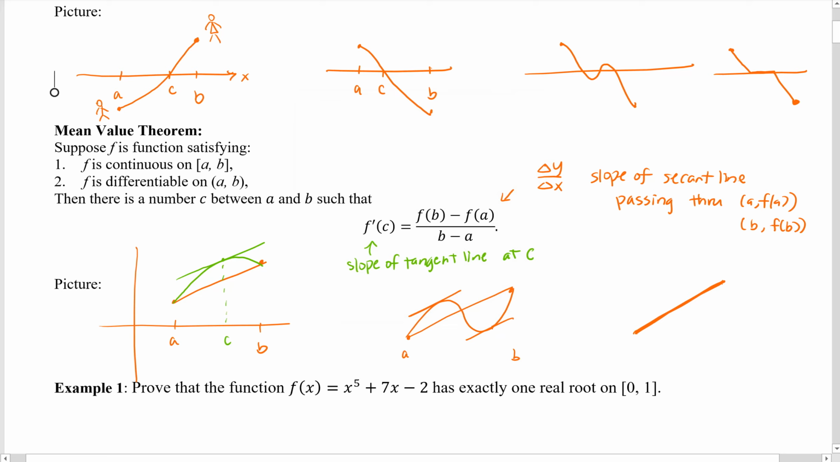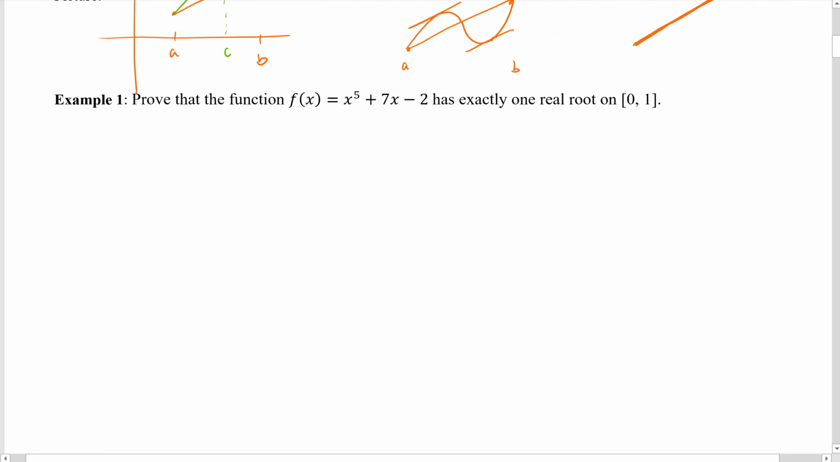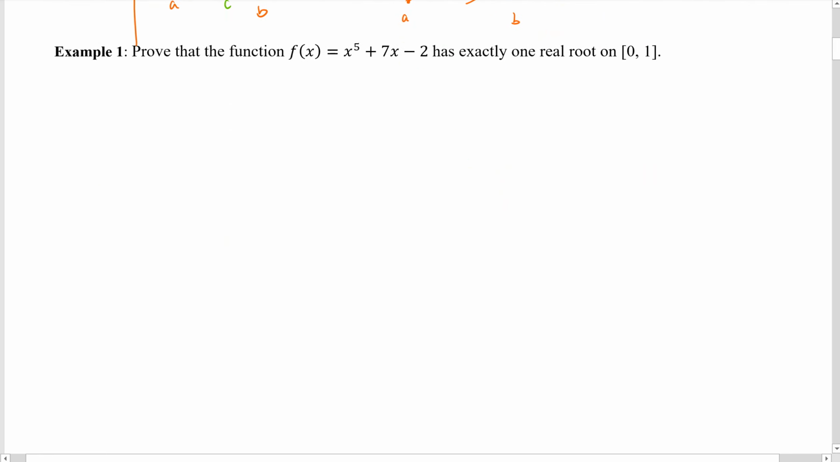Okay, so we usually use the intermediate value theorem and the mean value theorem together to show an equation has exactly one real root. So let's see here. Look at this function. We want to show this function has exactly one real root. So first, we want to show there is at least one root. For this, we will use the intermediate value theorem.